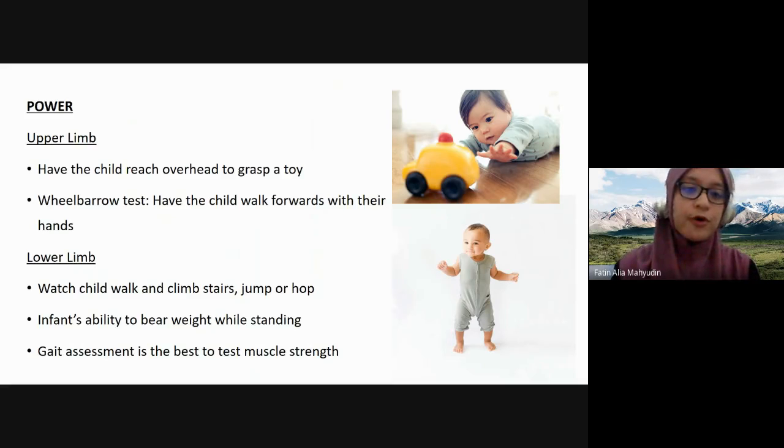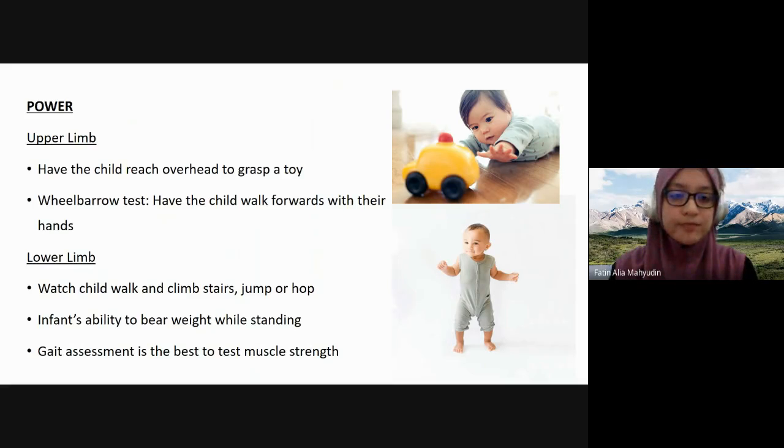However, for younger children and infants, it's quite hard for us to ask them to resist our force, right? So it's more of an observe and play session with them. It's a less formal session for us to assess the muscle strength in pediatric patients.